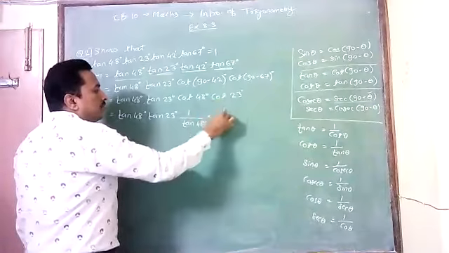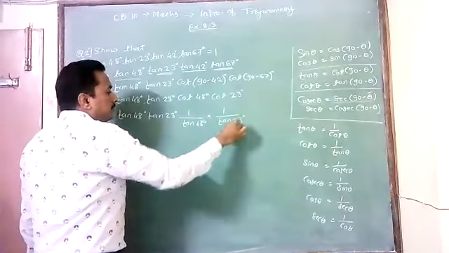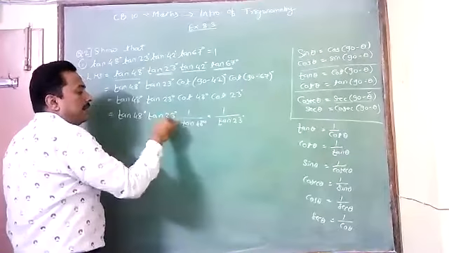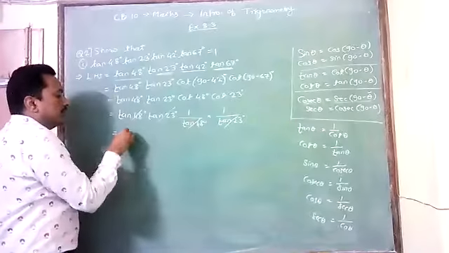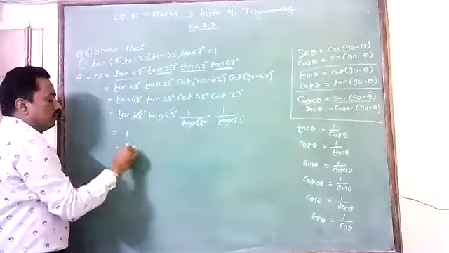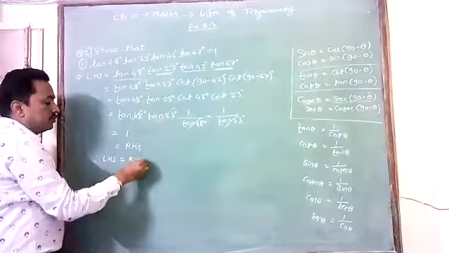Cot 23 means 1 upon tan 23. So this 23 in the numerator and this 23 in the denominator, tan cancels with tan. This tan 48 cancels with tan 48. So the answer is 1, so RHS is also 1. Therefore, LHS is equal to RHS. Sum solved.